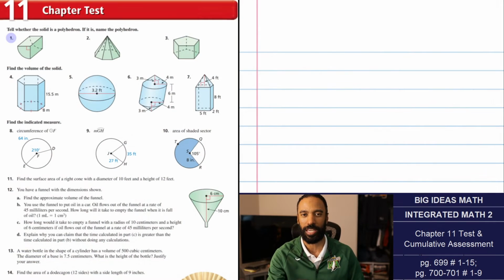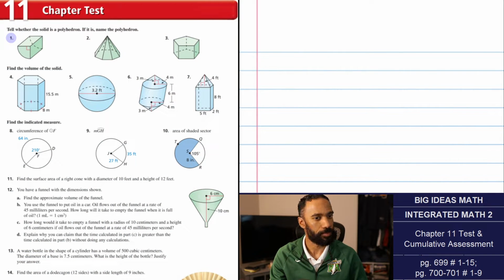15 problems out of the Chapter 11 test, 9 problems out of the Cumulative Assessment. Download the PDF below if you'd like to find either of those things and find the timestamps for each specific section and those problems, and grab a calculator, as we do things on circumference, areas, and volume. Let's dive right into this, shall we? And let's see how long or short this goes.